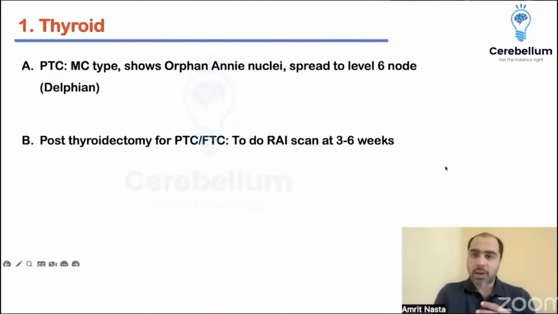Second thing is, after removing a papillary or follicular thyroid cancer, after you've done thyroidectomy, you must do a radioactive iodine scan. And this is done normally 3 to 6 weeks post-op. And the idea is to look for metastasis. If there are mets present, you are going to give iodine 131 high dose and do a radioactive iodine ablation. So keep this in mind.